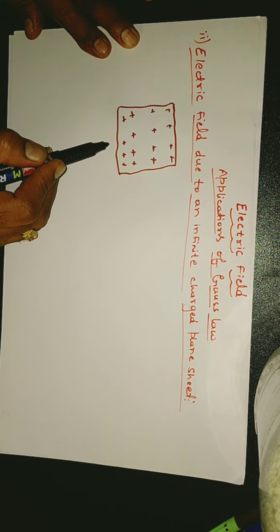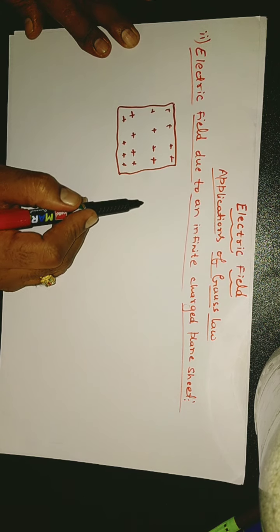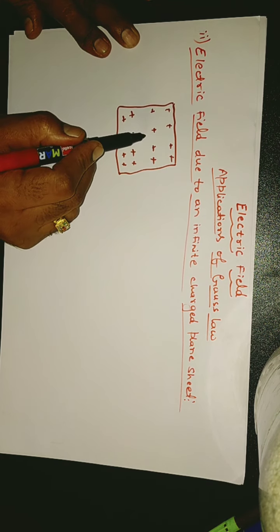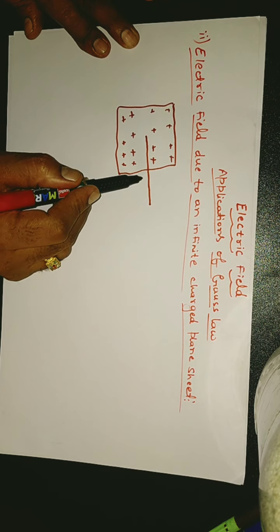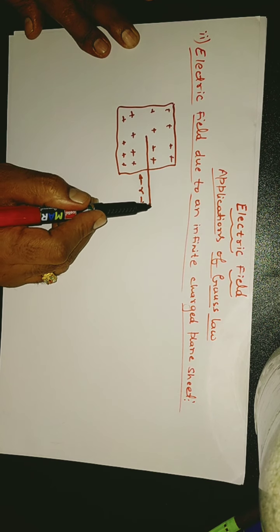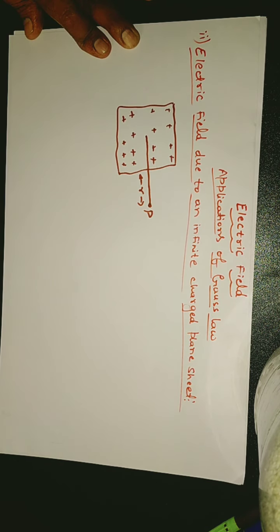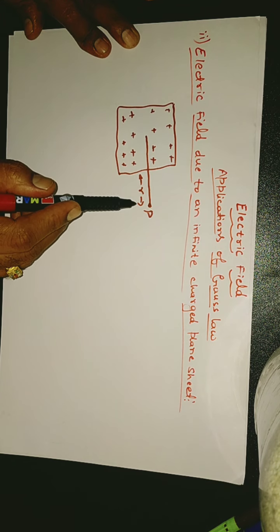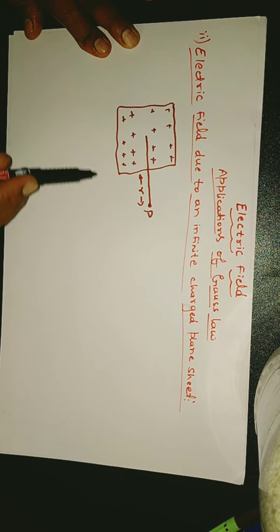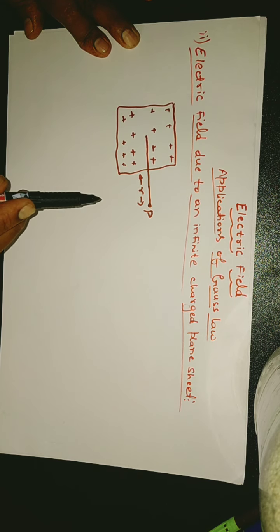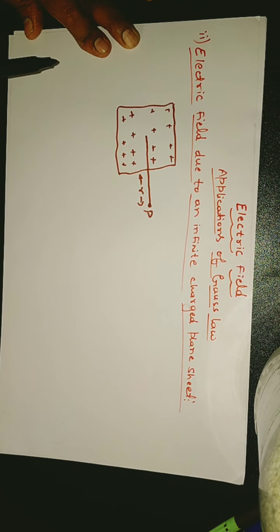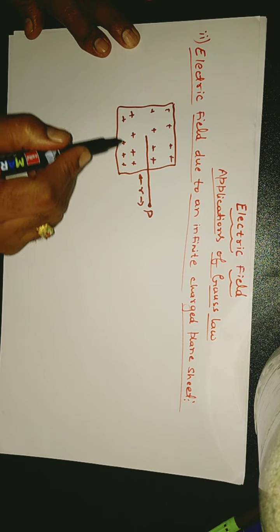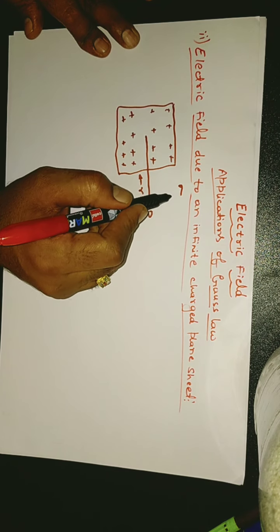Now, we will consider some point here at some distance r from this plane sheet. Let us say this distance is equal to r. Here you have the reference point P. You know that the electric field will be there even at point P due to this charged plane sheet. Now our interest is to derive an expression for electric intensity at point P due to this charged infinite plane sheet. The surface density of this charged plane sheet is sigma.